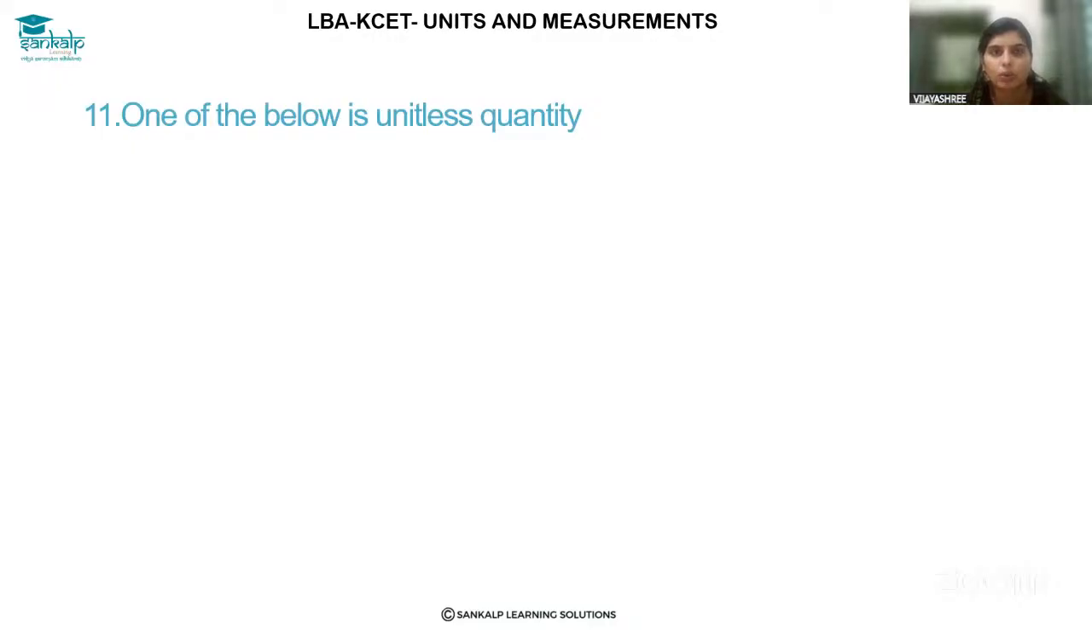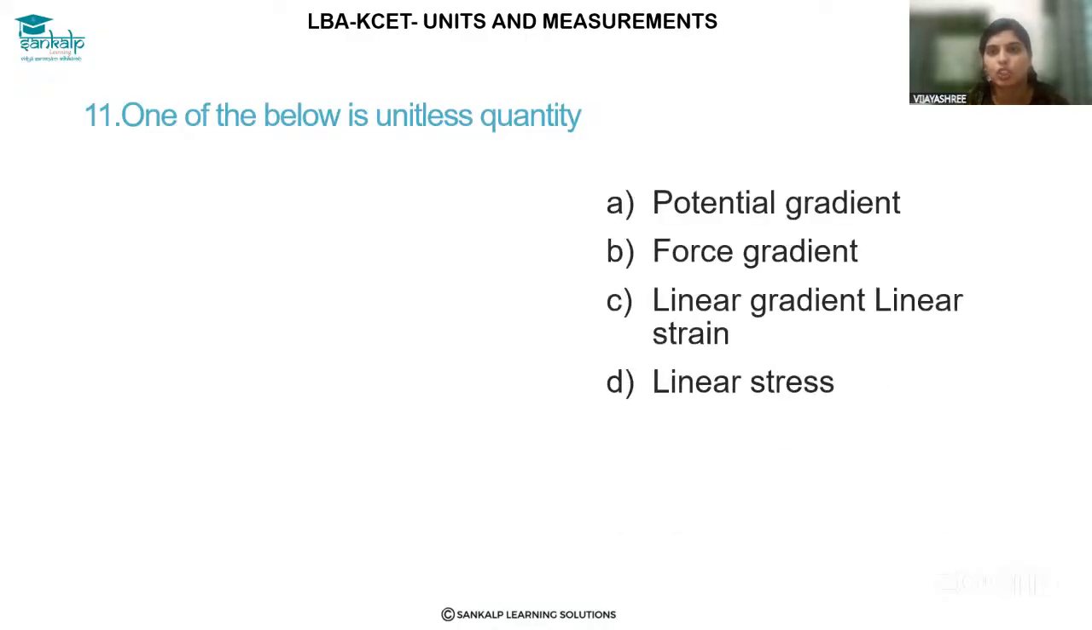Let us look at question number 11. One of the below is a unitless quantity. Options: option A potential gradient, option B force gradient, option C linear strain, and option D linear stress. Let us try to find out the dimensional formula of each option.